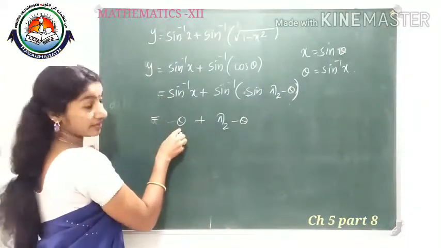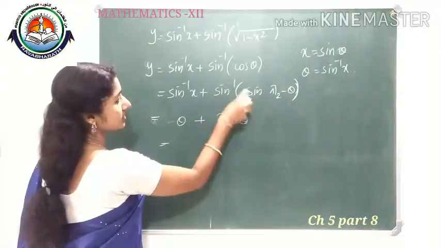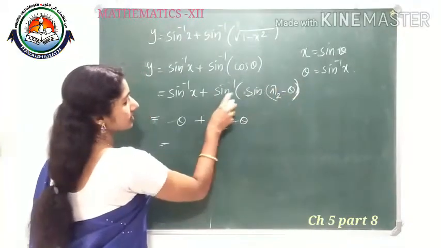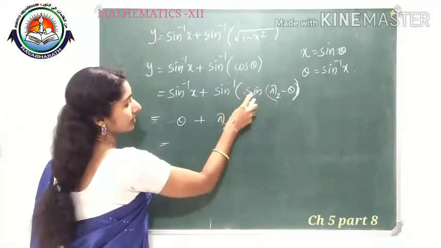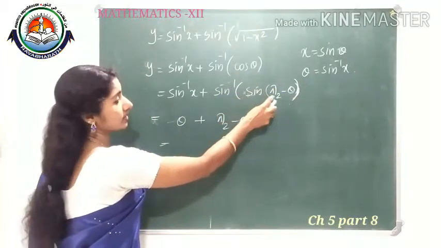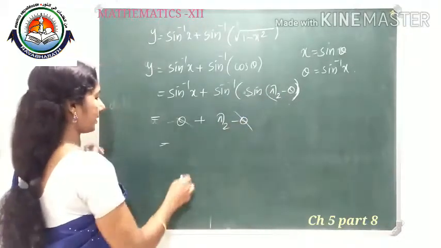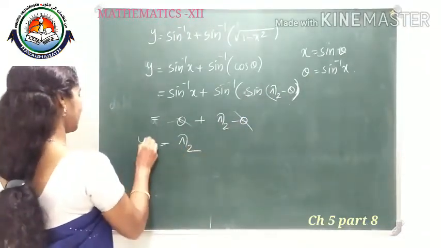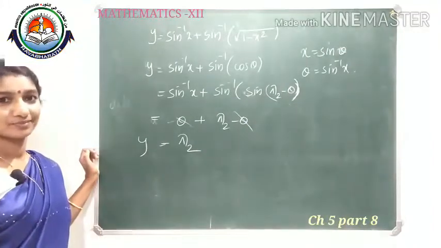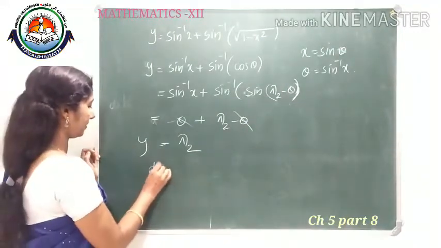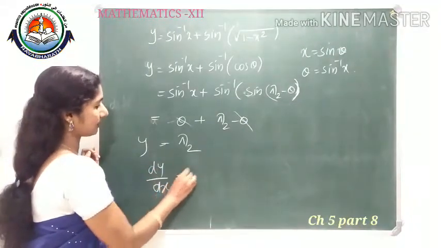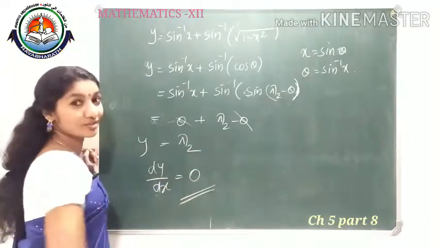Sin inverse of x we have given as theta, plus sin inverse of sin of pi by 2 minus theta. We are getting, see, cos theta is sin of pi by 2 minus theta. So pi by 2 minus theta. Theta cancels, we are getting pi by 2 actually. So y equal to pi by 2. Then the derivative dy by dx is the derivative of a constant, 0. So the derivative equals 0.